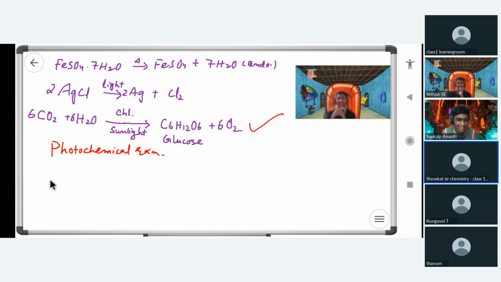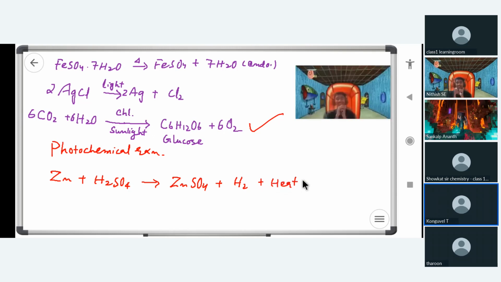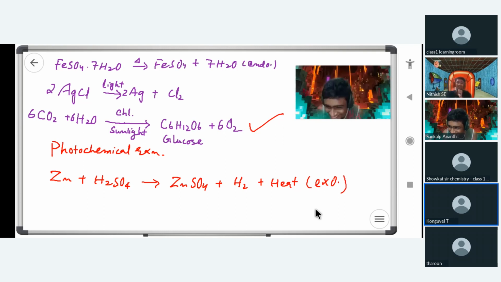Now I will give you just the reaction. If I write zinc plus H2SO4, can you tell me whether it is endothermic or exothermic? Endothermic, sir. Wait, no, it's not. It is an exothermic reaction. I remember studying this.